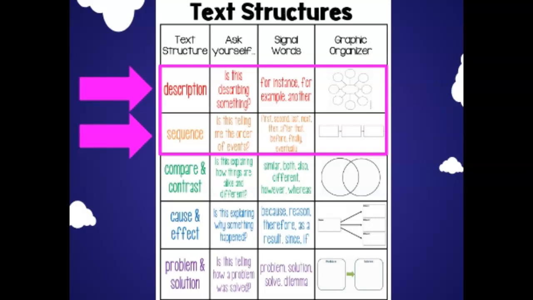So first you need to ask yourself, if it's description, is this describing something? Then you're going to look for signal words. Is the author using words such as for instance, for example, another? For sequence, you're going to ask yourself, is this telling me the order of events? And you're going to look for signal words the author uses, such as first, second, last, next, before, after.